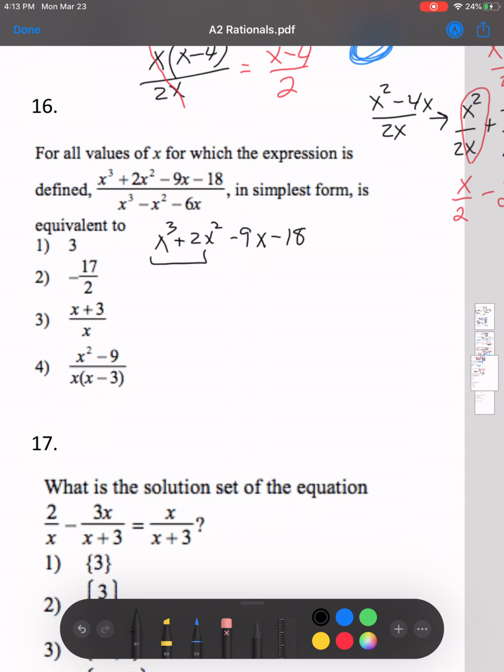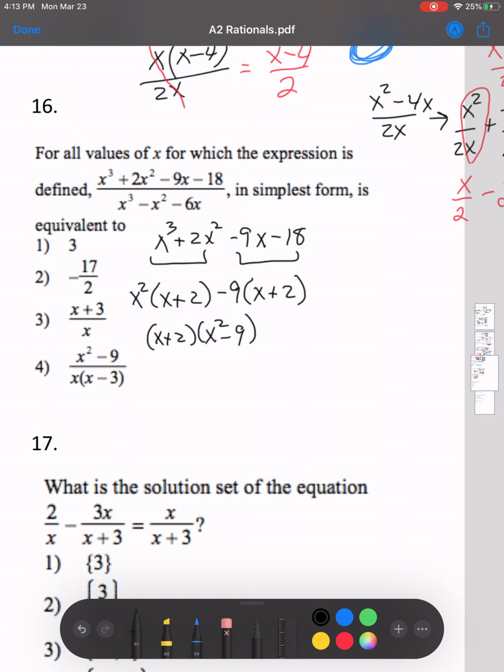Factor by grouping, because it's a 4-termed polynomial. GCF is x squared. GCF of this group is a negative 9, because your group starts with a negative. So when I get done factoring, I get x plus 2 and an x squared minus 9, except I notice x squared minus 9 is difference of squares, so I'm going to factor it again. X plus 3, x minus 3.